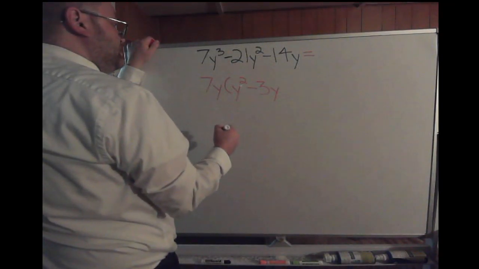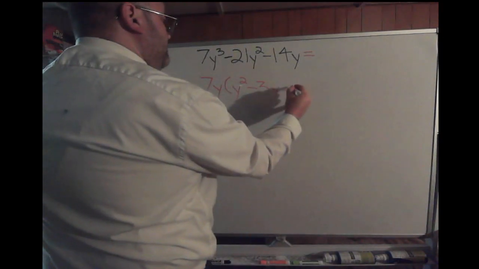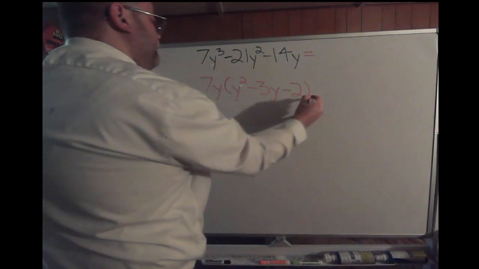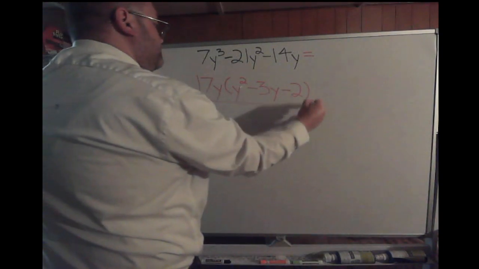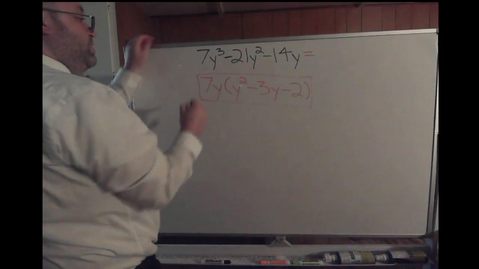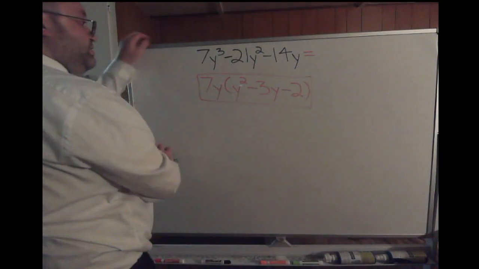Then you got 7y times what equals 14y? That'd be 2. So the answer you would get for this would be 7y times the quantity of y squared minus 3y minus 2.